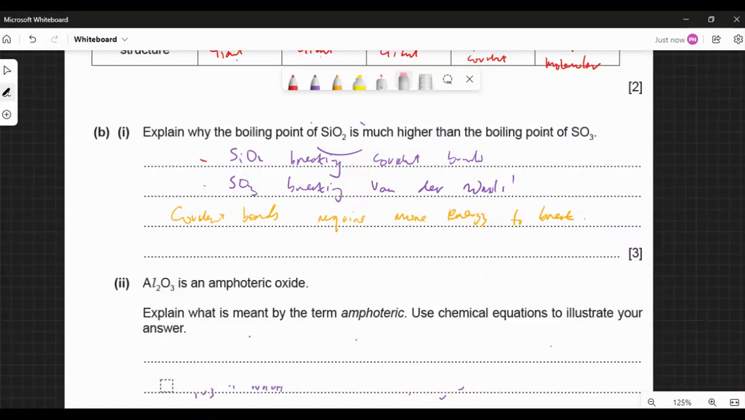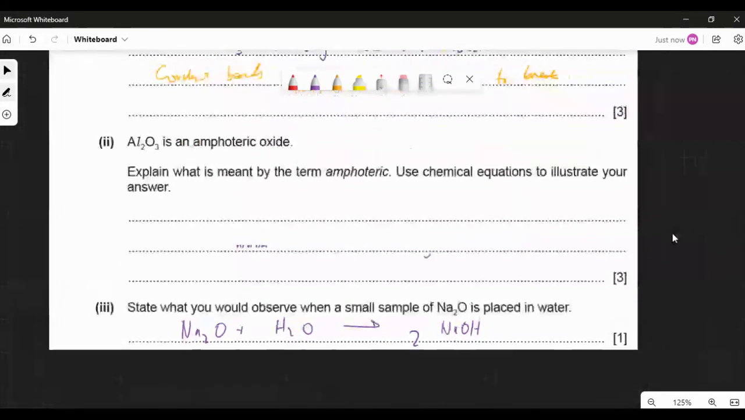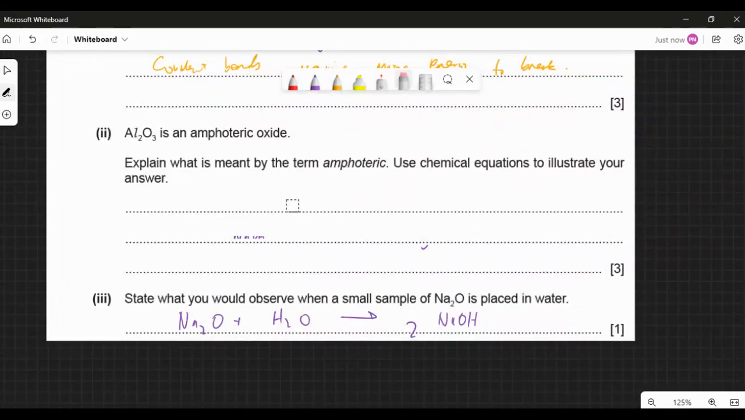All right. Explain what we mean by amphoteric. Now, amphoteric is obviously it reacts with acids and alkalis. Yes. All right. So let's move that up. It's going to react with acids and alkalis if it's amphoteric. That's what amphoteric means. All right, and then it wants equations to prove it.